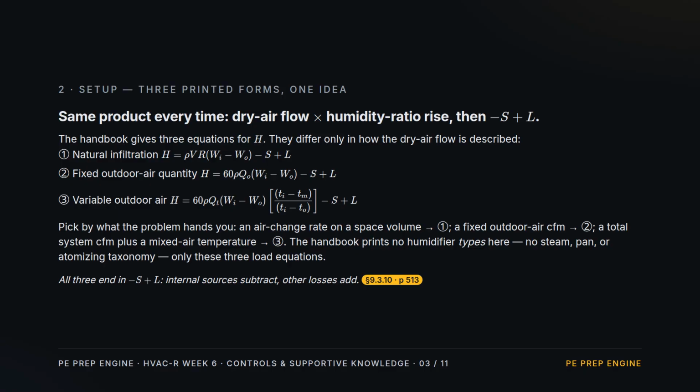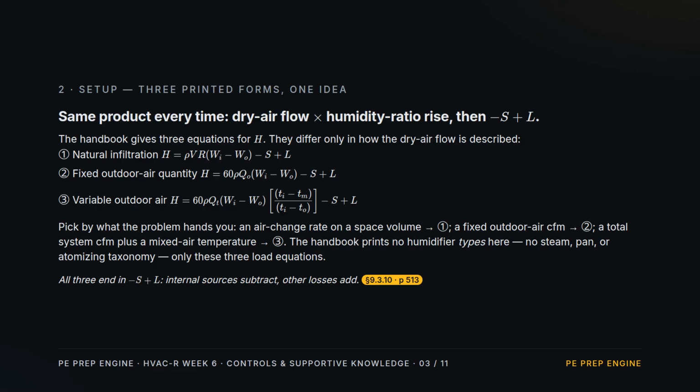Setup: 3 printed forms, 1 idea. The handbook gives 3 equations for the humidification load, and they differ only in how the dry air flow is described. Form 1, natural infiltration. Density times space volume times air changes per hour times the humidity ratio difference. Form 2, a fixed quantity of outdoor air. 60 times density times the outdoor air CFM times the humidity ratio difference.